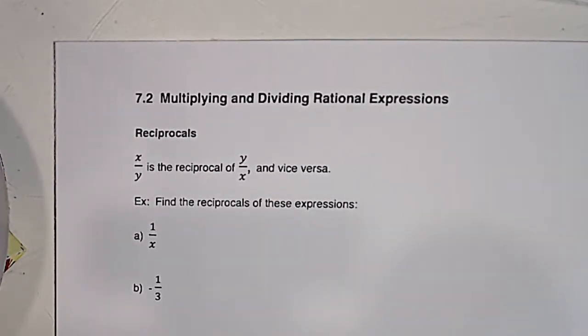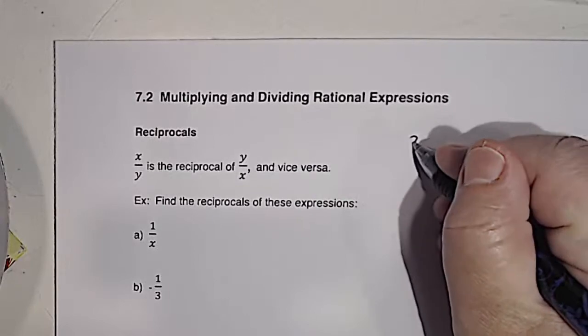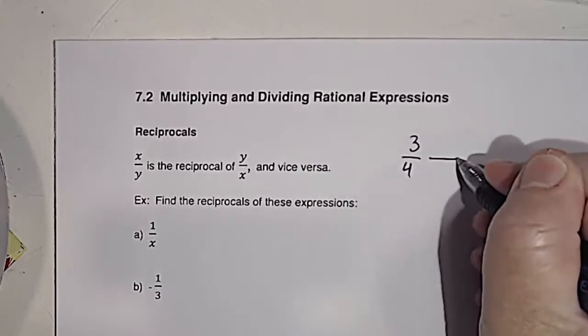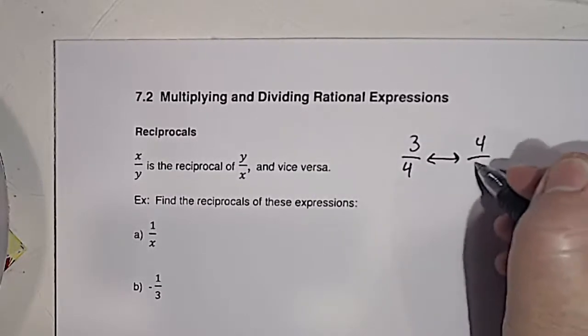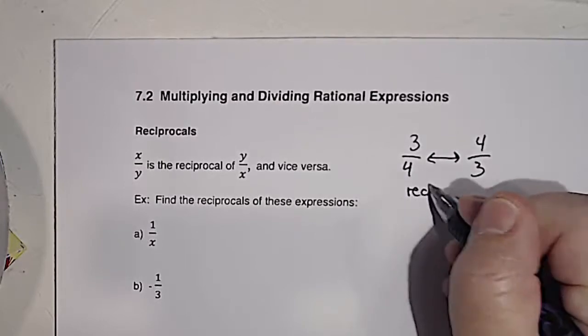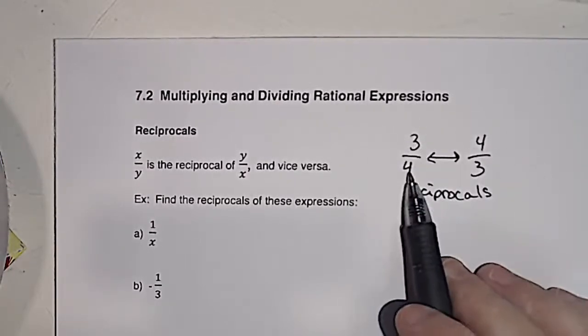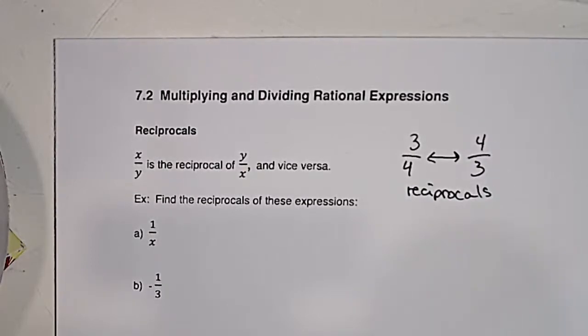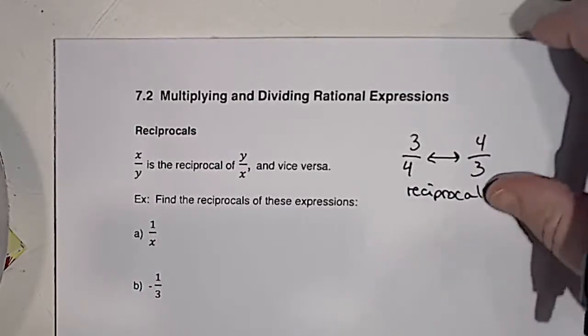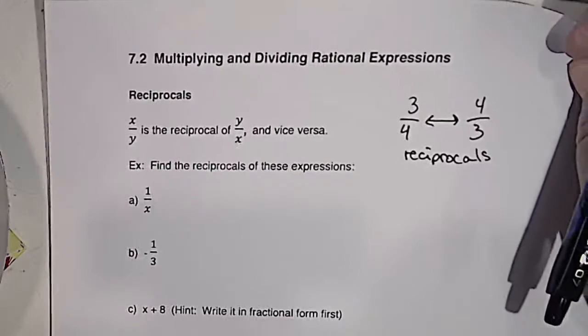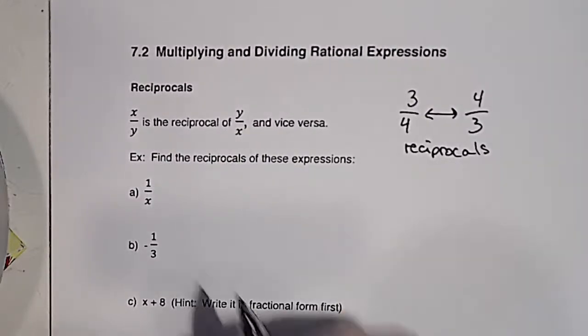And the idea is that if I gave you something like 3/4, you know that it would be 4/3, right? These are reciprocals. If they are fractions, turning them upside down is pretty easy. However, the reciprocals when we're talking about variables can be very complicated.